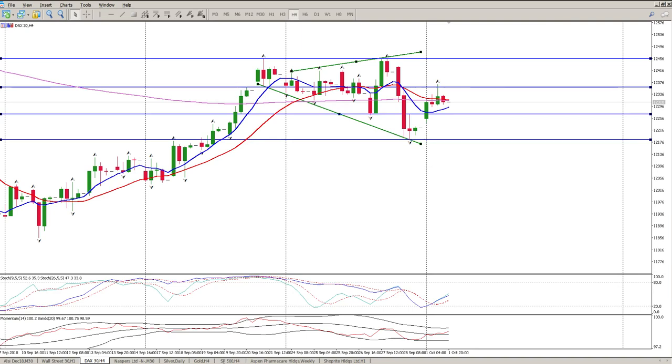Good morning, traders. So how do we trade the DAX this morning? I've still got the levels in from yesterday, and also got the megaphone formation that we are in.